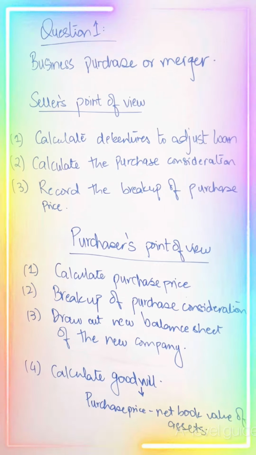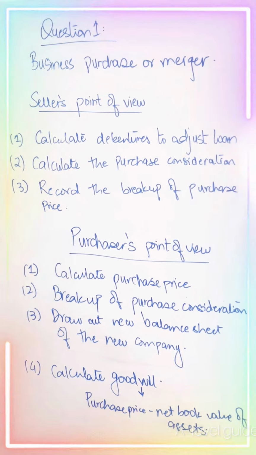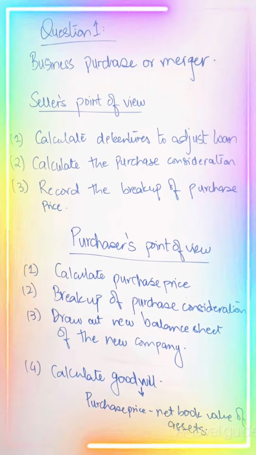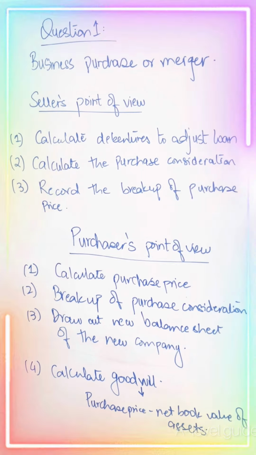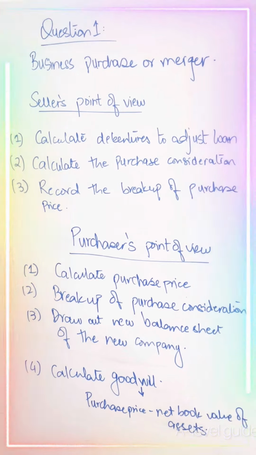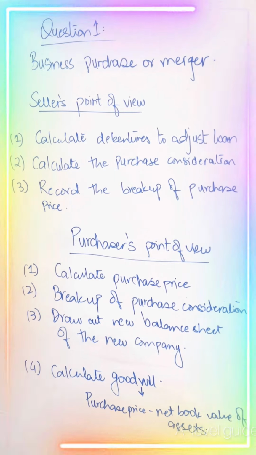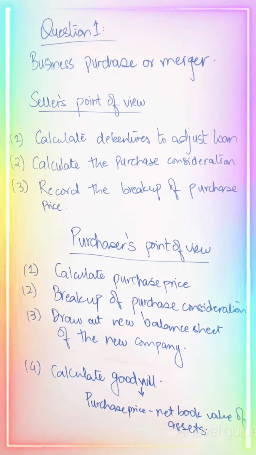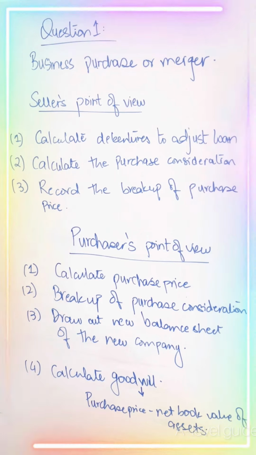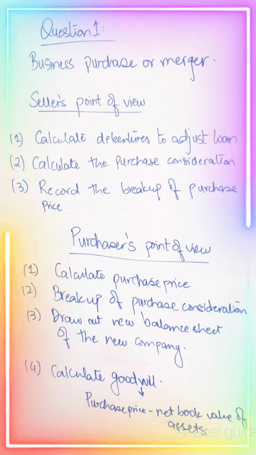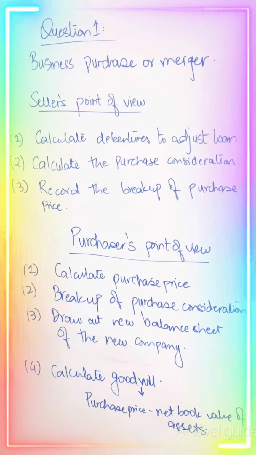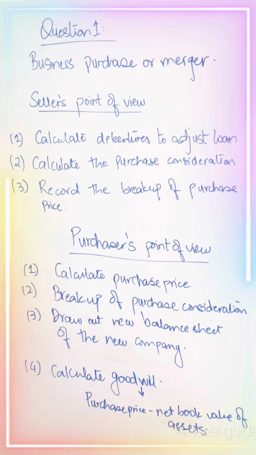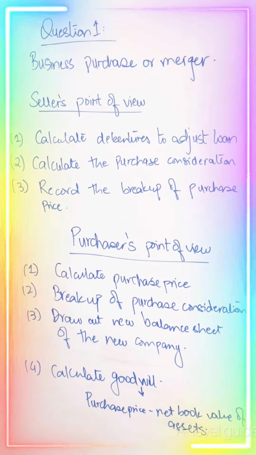He'll draw out the new balance sheet of the new company, which means that he has also bought another business. So he'll be making a new balance sheet listing all the assets and capital again with the new value consisting of both the businesses. And lastly, we're calculating the goodwill. Goodwill is a very important concept. Goodwill is an intangible asset which the business records. It is the excess of the net book value of assets. So it is calculated with purchase price minus net book value of asset. So that is the main concept of this topic.